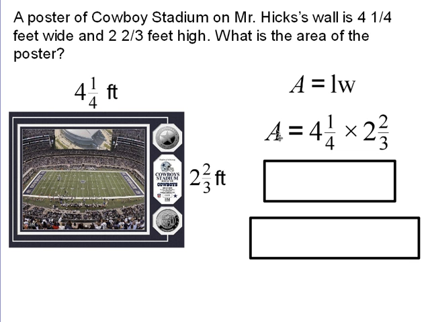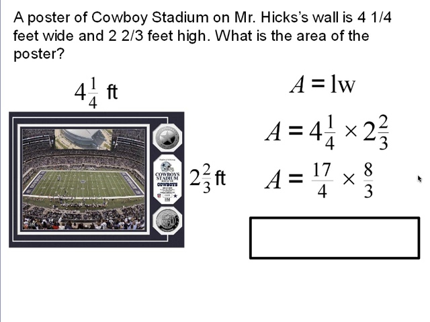This is what we did last week in our math line time. We did multiplication of fractions. Here we have two mixed numbers that we need to multiply together. The first thing we have to do is change them to improper fractions. Remember, 4 times 4 is 16 plus 1 is 17. 3 times 2 is 6 plus 2 is 8. So we have these improper fractions now.